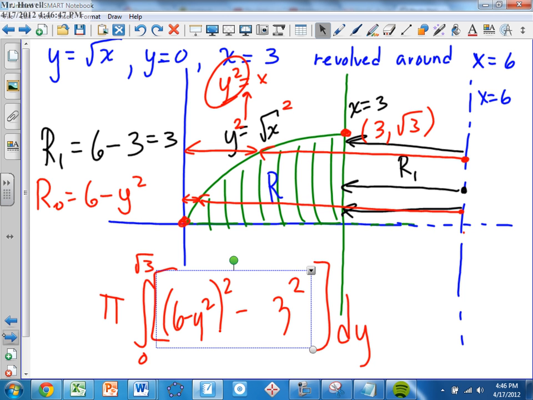The tough part for students on this problem is knowing that you need to do the dy, because you're going this way, and knowing that your limits go from 0 up until radical 3, whatever that y value is.